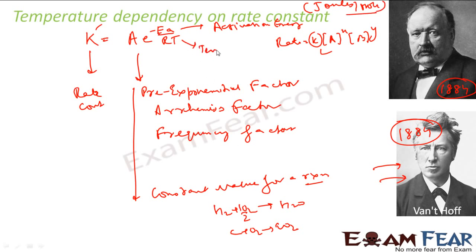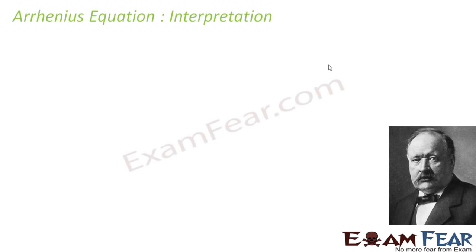And T is my temperature, and please note it is in Kelvin. In most chemical equations we use temperature in Kelvin. Here also we are using Kelvin. And R is my universal gas constant. So K is equal to A e to the power minus Ea by RT. That is the formula he prescribed. Here a new term, activation energy, has come, so we'll talk about activation energy.